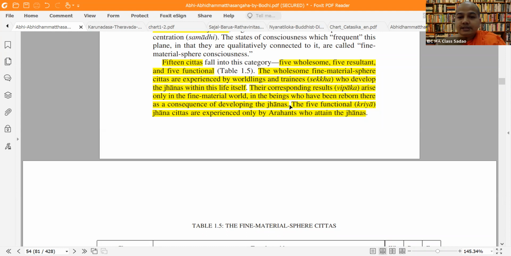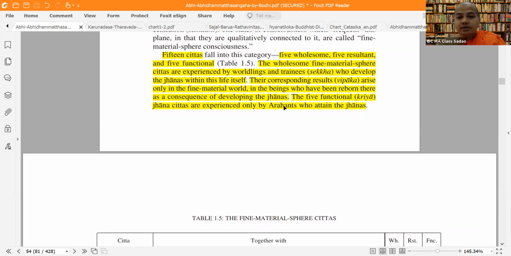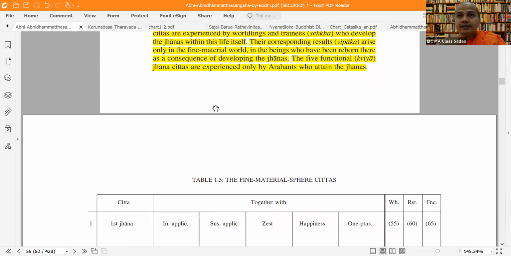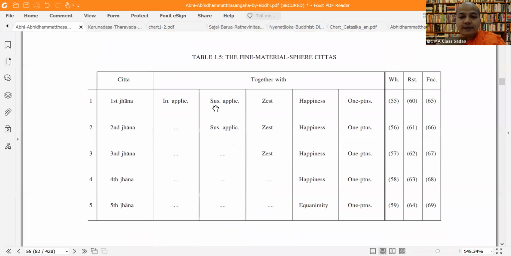What about the Kriya chittas? The 5 functional Kriya Jhana chittas are experienced only by the Arahants who attain the jhanas. So once you become an enlightened being, an Arahant, after that, if you develop the jhanic chittas, those are regarded as Kriya chittas. They are neither wholesome chittas nor resultant chittas. They are functional chittas.